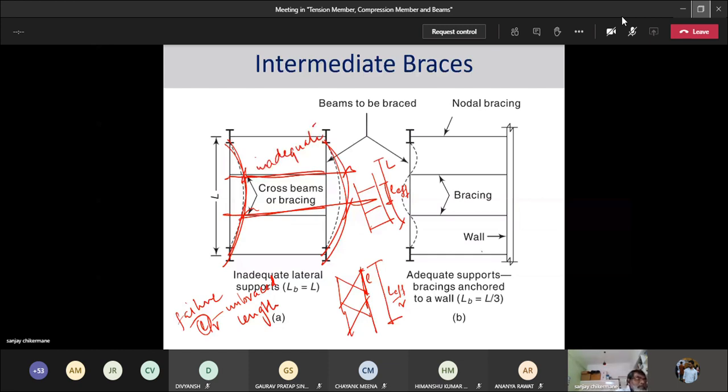Whereas in the other section, you see that this bracing is connected to a wall. It's anchored into a wall here. So when it is anchored into a wall, these points end up becoming fixed points. And instead of that section being the deflected shape, you end up getting that as a deflected shape, because these points end up getting fixed in place.